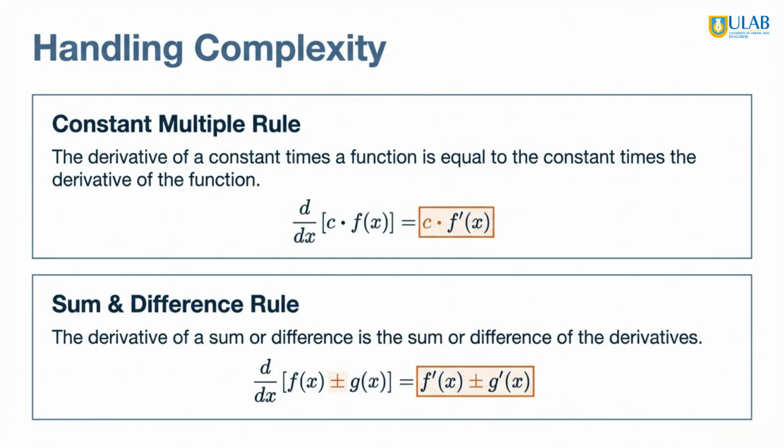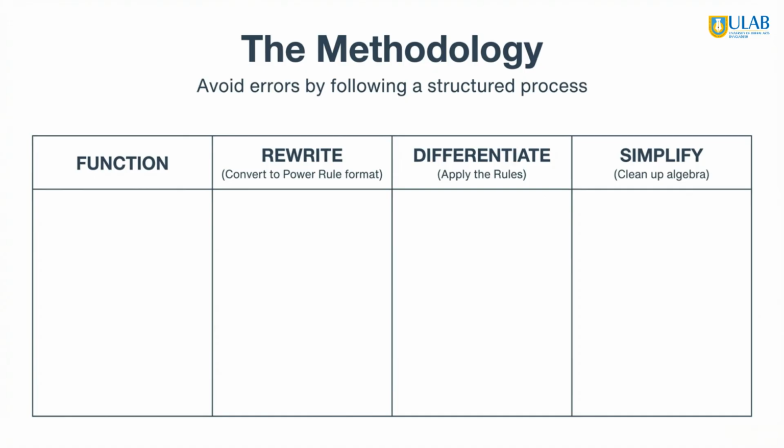To handle complexity, we have the constant multiple rule, where the derivative of a constant times a function is the constant times the derivative of the function. The sum and difference rule states that the derivative of a sum or difference is the sum or difference of the derivatives. The recommended methodology to avoid errors involves a structured process.